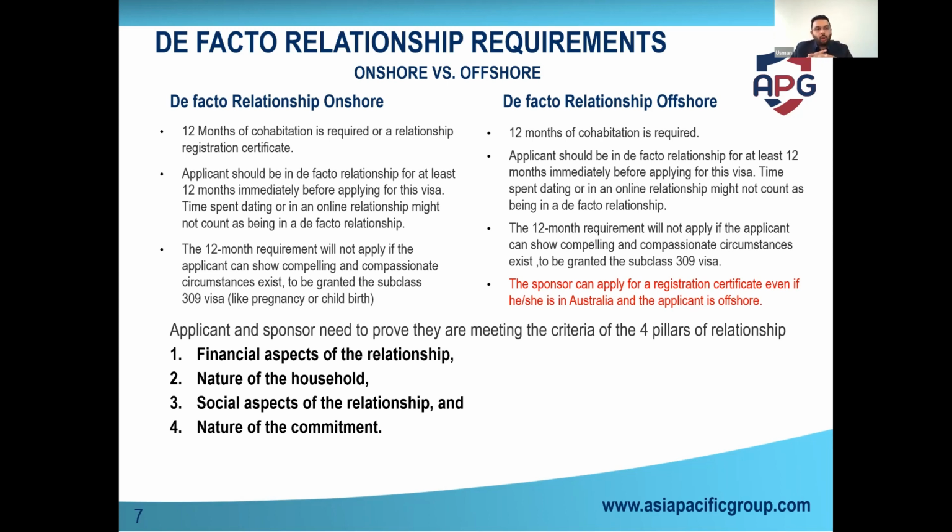Okay. So obviously you have to show that you're in a 12-month relationship, and the 12-month requirement will not apply if the applicant shows compelling or compassionate circumstances, for example, pregnancy or childbirth. If you're pregnant with your partner's child, it makes your case even stronger, because having a child together in itself is the biggest evidence that you are committed to be together and you are in a genuine and continuing relationship. So that's very important. These things do matter.